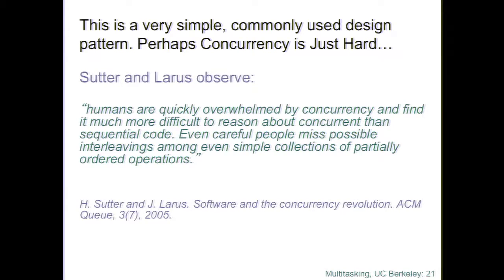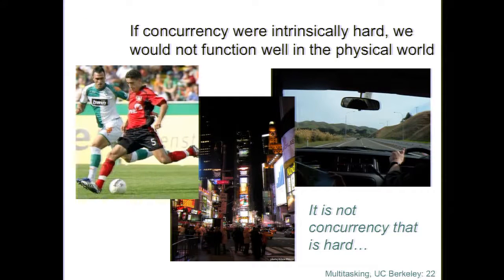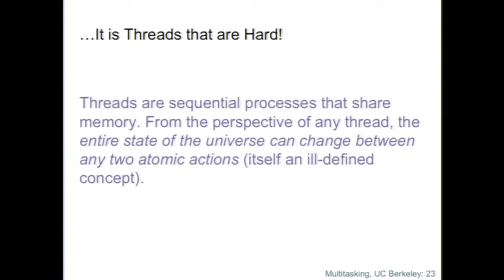You gotta be Doug Lea to write multi-threaded code. Everyone else should not be allowed to. He's the one guy I would trust to write multi-threaded code. But actually, humans are very good at reasoning about concurrency. We do it all the time in the physical world. It's just that the model of concurrency in threads isn't even remotely like the model of concurrency in the physical world. Okay? Threads are sequential processes that share memory, and from the perspective of any thread, the entire state of the universe can change between any two atomic actions.